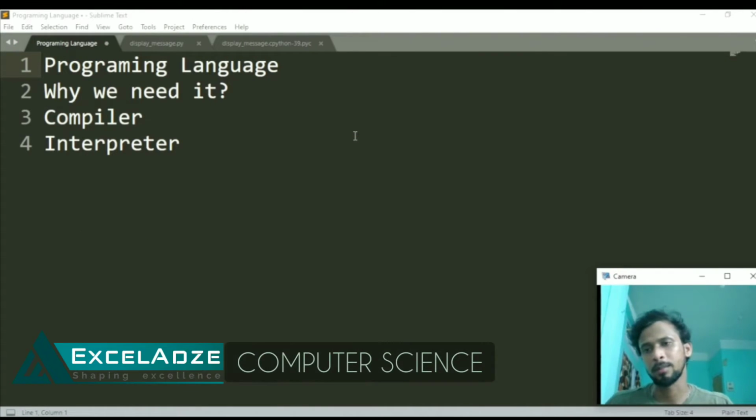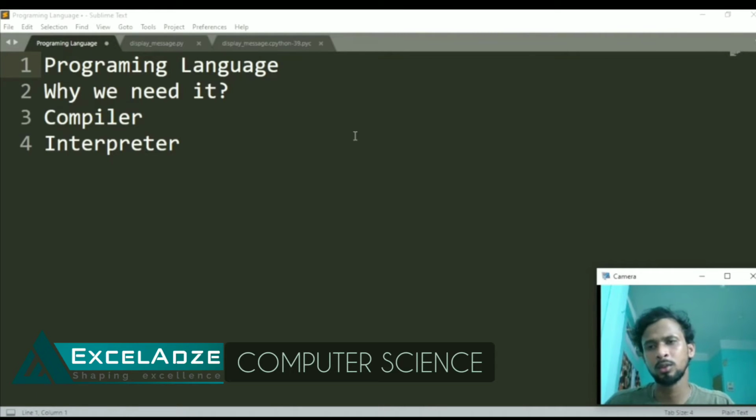Here I am going to talk about programming language, why we need programming language, what is compiler and what is interpreter. First of all, let us discuss about the programming language. What is programming language? Before discussing this, we should know how the computer works.